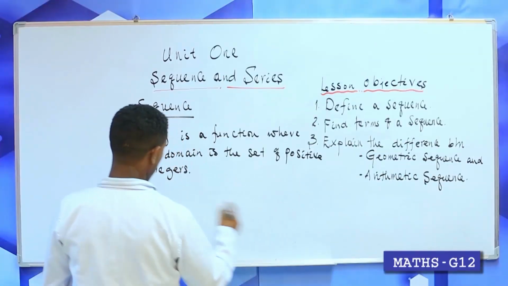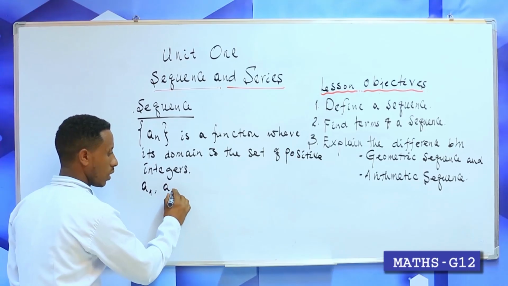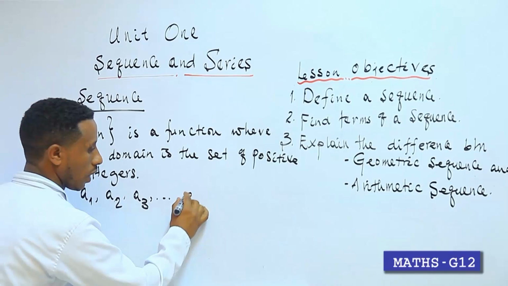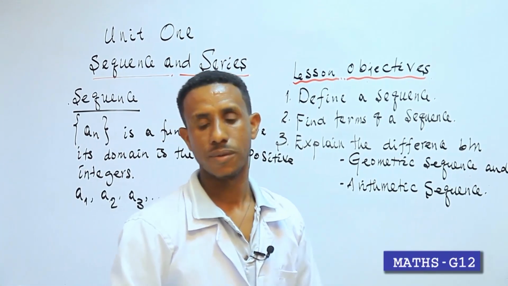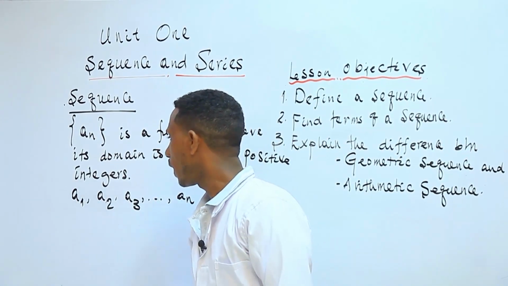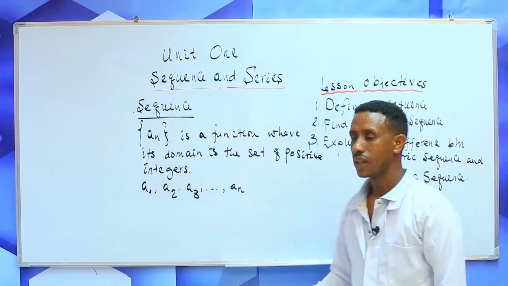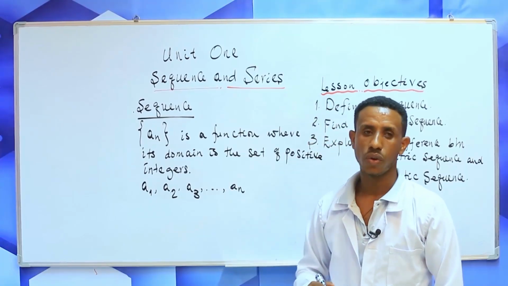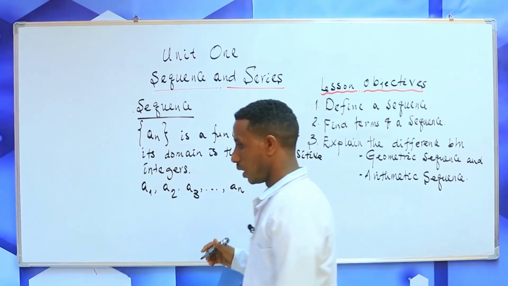So, in a given sequence, a1 up to an are said to be the terms of a sequence. A1 is, most of the time, called the first term of the sequence, and an is said to be the general term or the nth term of the given sequence. Notation.